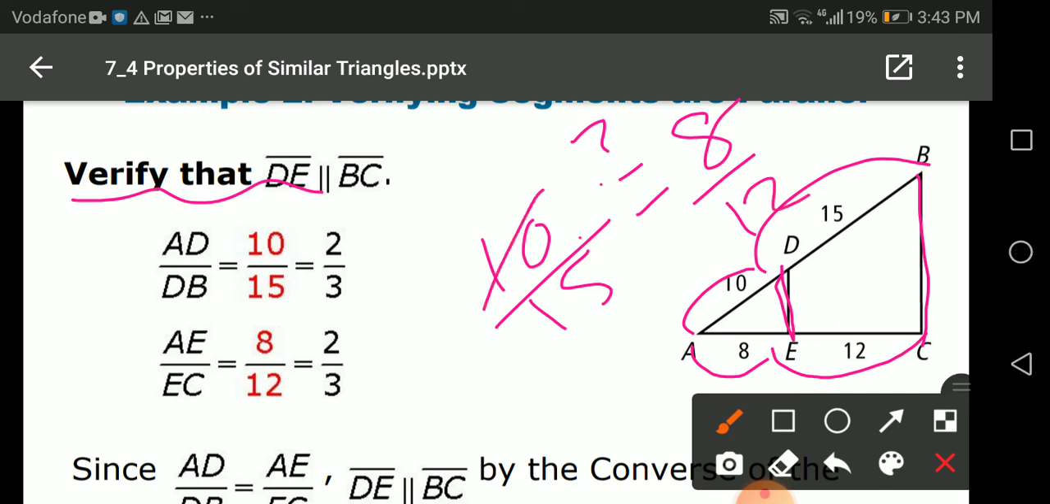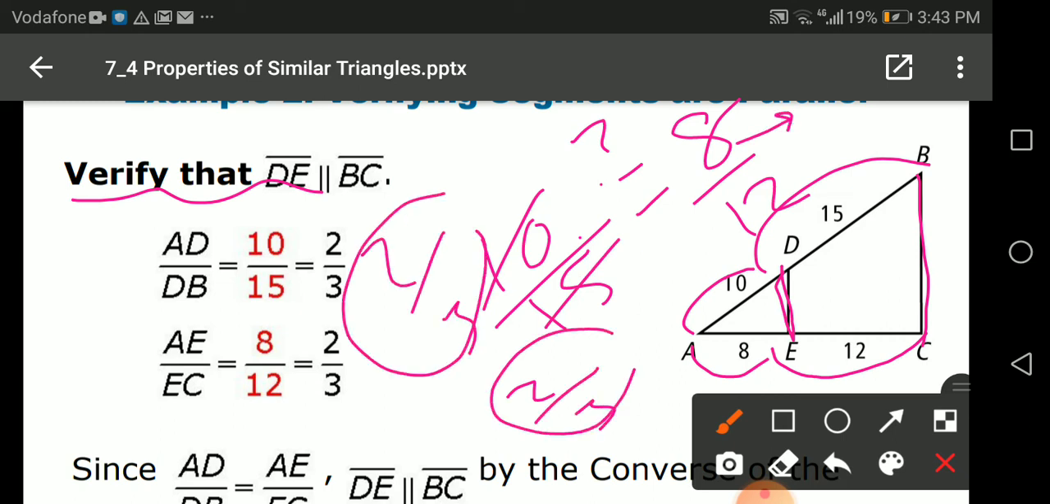So 10 over 15, we can simplify, divided by 5 gives you 2, divided by 5 gives you 3, so this is 2 over 3, okay? And we simplify this one, divided by 4 gives you 2, divided by 4 gives you 3. You got 2 over 3 and 2 over 3, the same, so therefore we have two parallel lines.